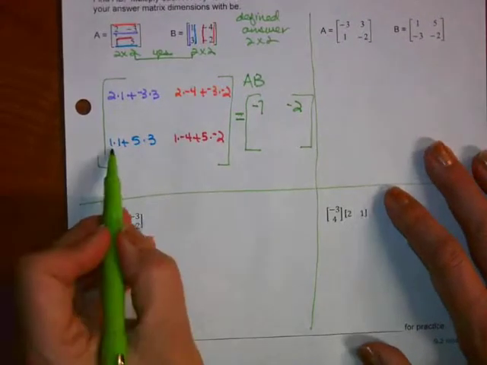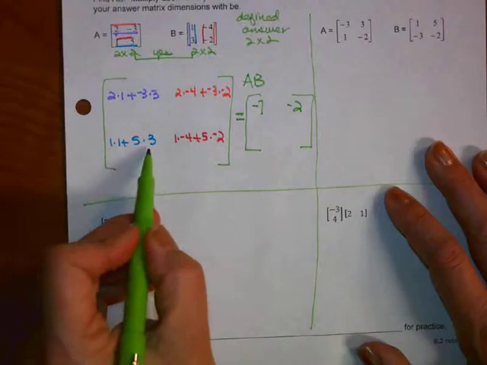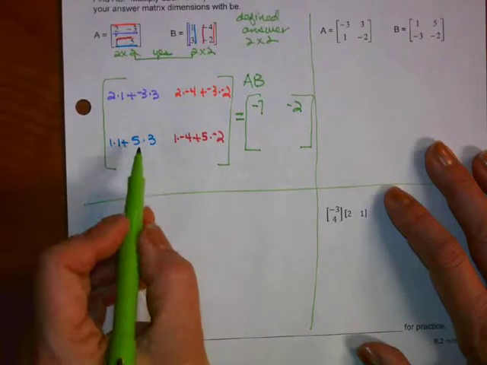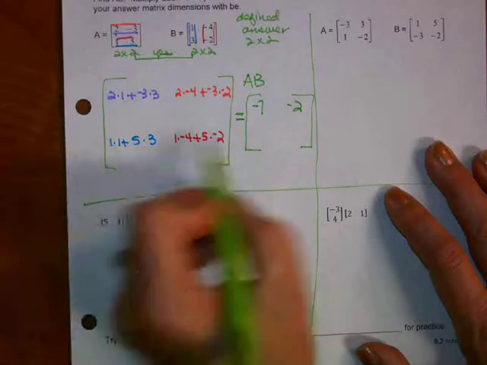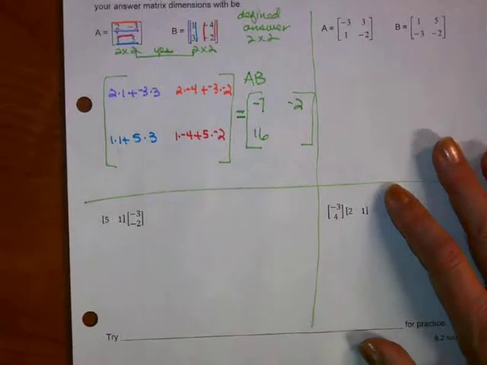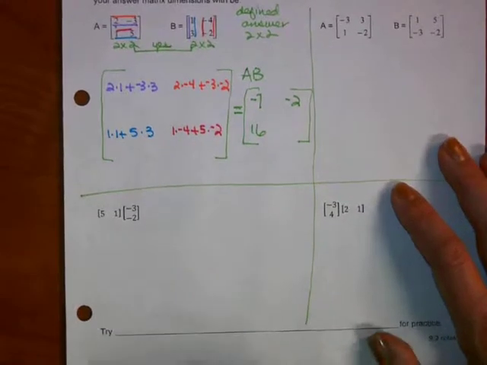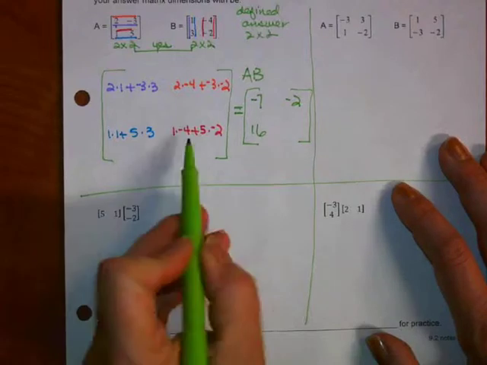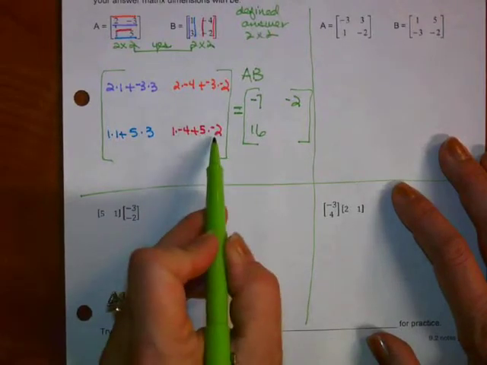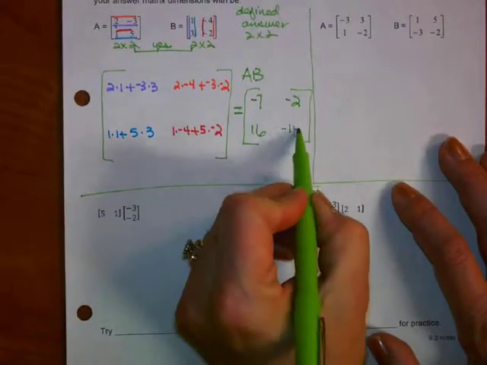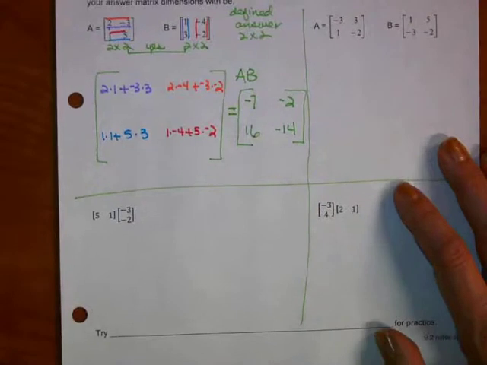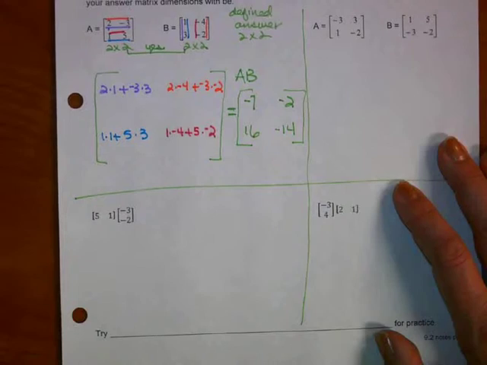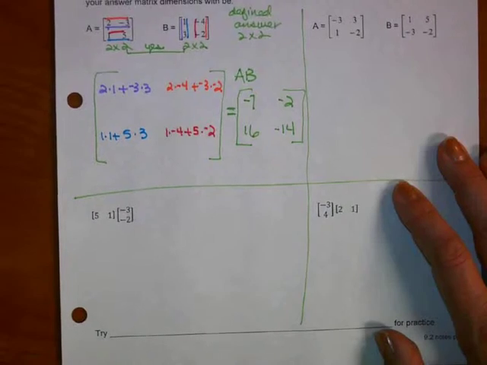Okay, and then this one here, 1 plus 8 is what? 9. Oh, 16 here. Just checking. I even wrote that down. Okay, -4 plus -10 is -14. See how it's a little bit different than adding or subtracting? Yeah, it's not bad. Okay, so that's those two multiplied together.